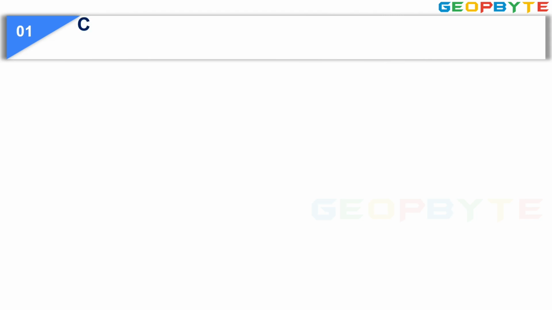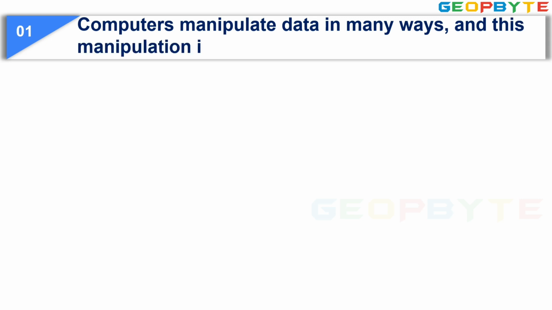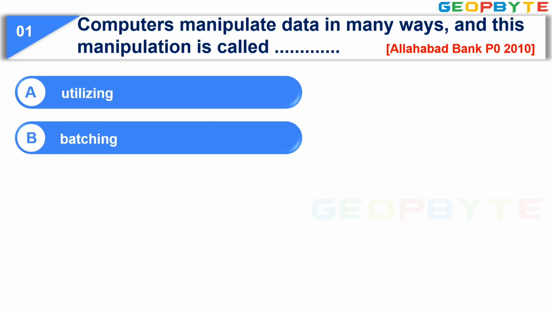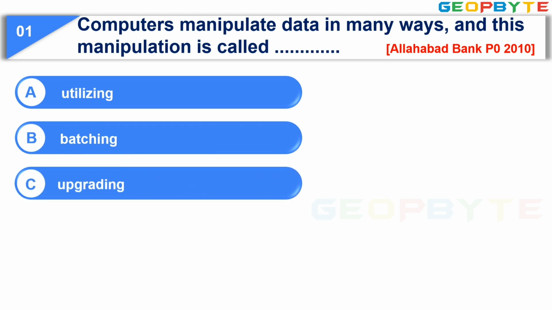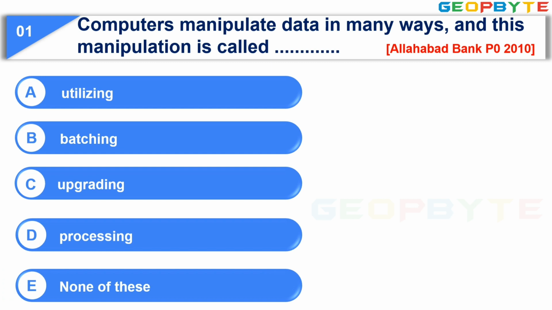Moving to question number 1. Computers manipulate data in many ways, and this manipulation is called option A, utilizing, option B, batching, option C, upgrading, option D, processing, option E, none of these. And the correct answer is option D, processing.